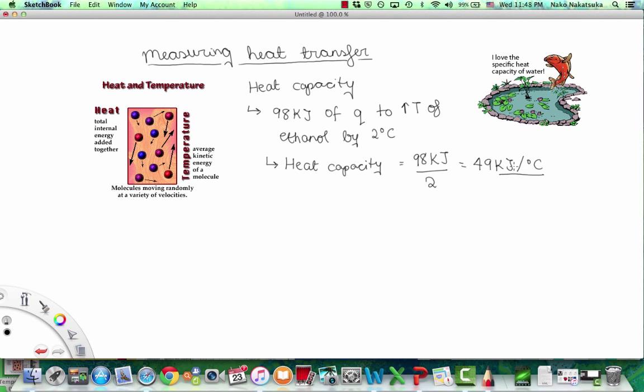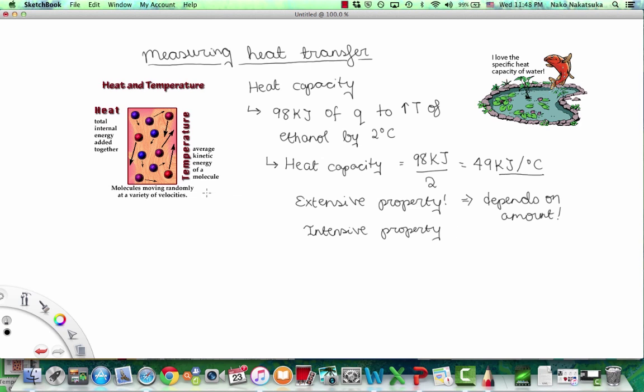Since the heat required depends on the amount of substance, heat capacity is known as an extensive property. And an extensive property is when it depends on the amount of substance. So really briefly here, an intensive property, on the other hand, does not rely on the amount of what you have.